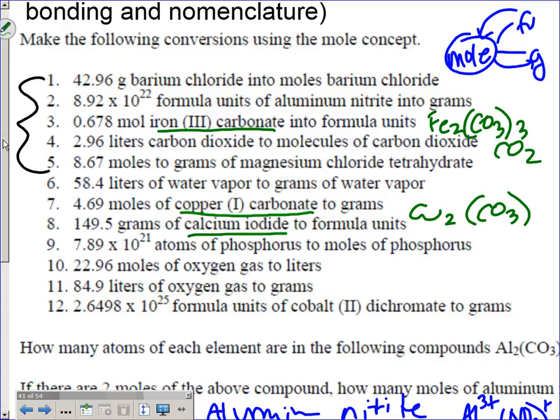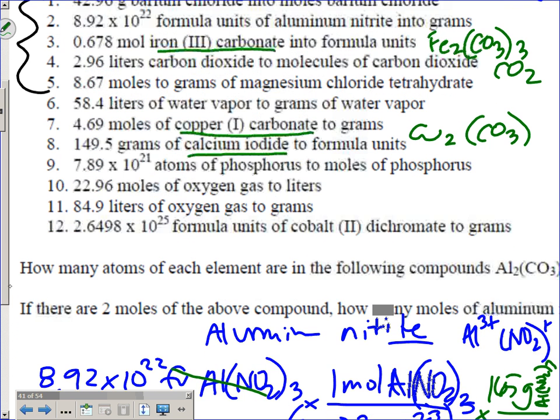Calcium iodide. Hold on, pause. Ionic, covalent, or acidic? Just make sure you're classifying first. Ionic, because it's got a metal, which is calcium, and a non-metal, which is iodide. What's iodide, though? It's just iodine. Okay, tell me what the formula is. CaI2, because calcium is a 2 charge, iodine has 1, crisscross.